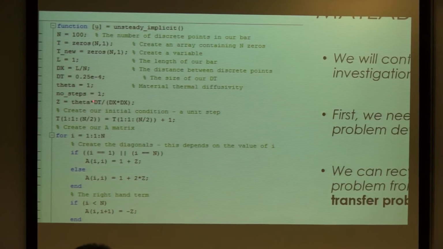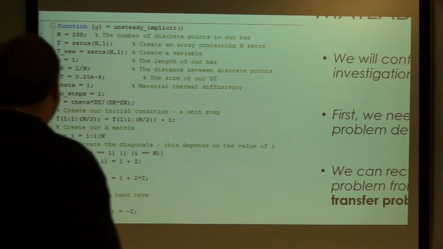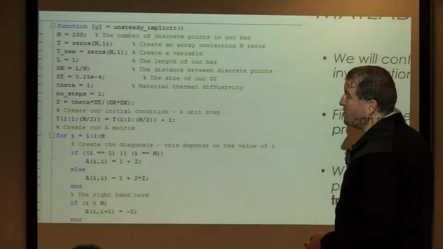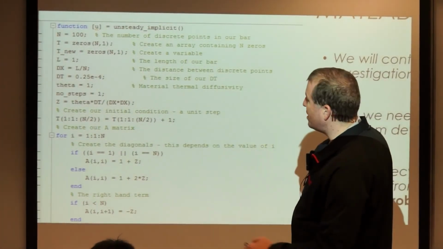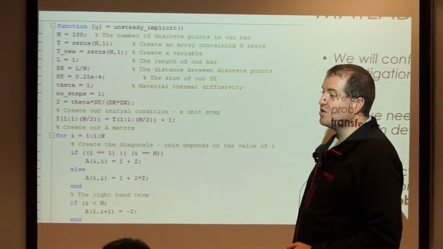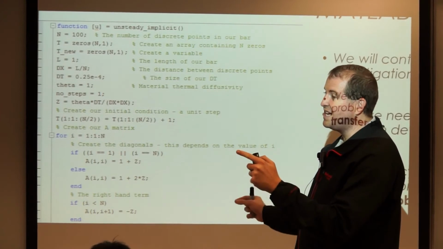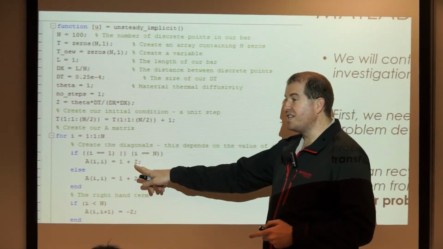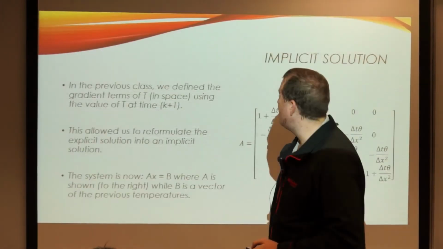I introduced a new variable z equals theta times dt divided by dx squared. That's a CFL number. We only need to compute this once because it doesn't change. Now we need to start computing our A matrix. You might have recalled, I'm going to use Neumann on the left and right hand sides. That means our diagonal terms for the first and the last elements in our array are going to be 1 plus a single z, 1 plus a single CFL.